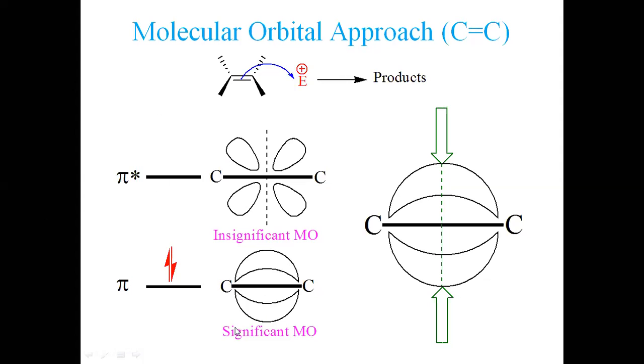So anyhow, the interaction of pi with the electrophilic center gives you a significant interaction. So this is a significant molecular orbital, in other words, whereas pi star is not a significant molecular orbital. That's why we call this an insignificant molecular orbital. It is not going to interact because it is giving you a 0 bond order, in fact.